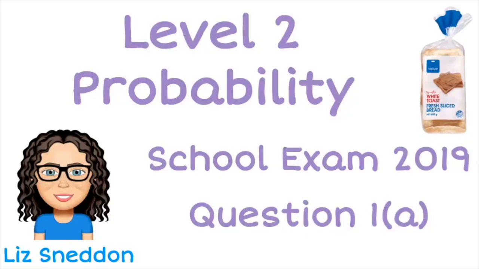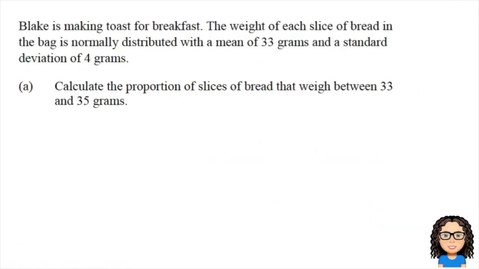Today I'm going through our school exam from 2019 for Level 2 Probability, and we're going to look first of all at question 1A. So here is our question. Blake is making toast and the weight of each slice of bread in the bag is normally distributed. There's our first big hint. Normally distributed. It's got a mean of 33 grams and a standard deviation of 4 grams.